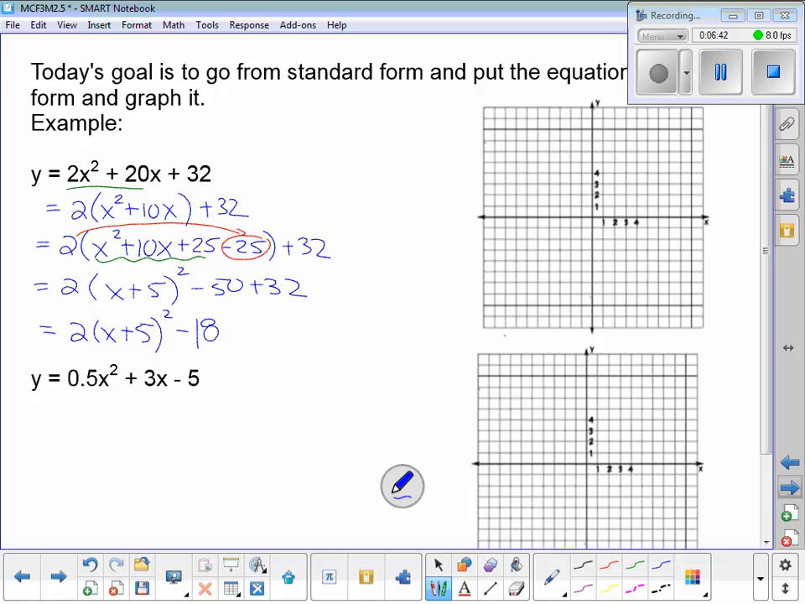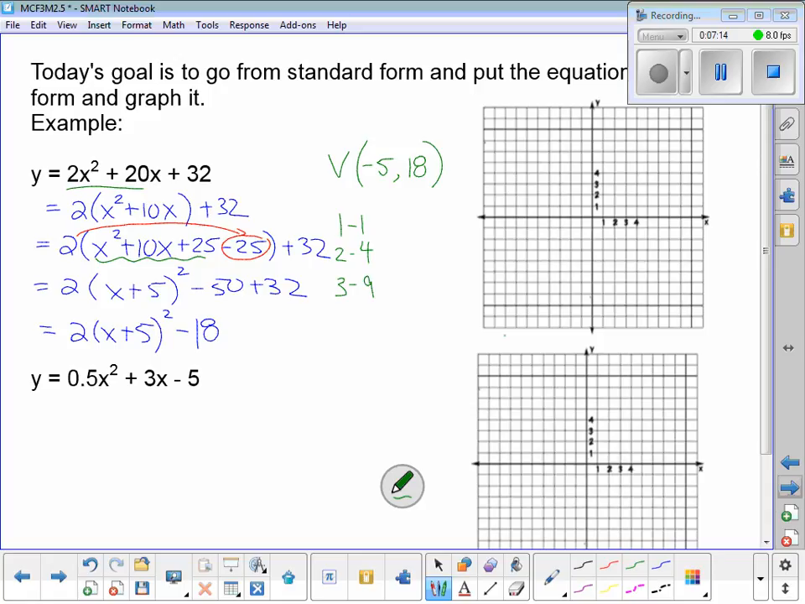Okay, so what information do we know right away from our vertex form? Well, the vertex form tells us the vertex, and it's going to be at negative 5 and 18. Secondly, in order to graph this by hand, we know the step pattern is 1, 1. So over from the vertex 1, up 1. Over from the vertex 2, up 4. Over from the vertex 3, then we go up 9.